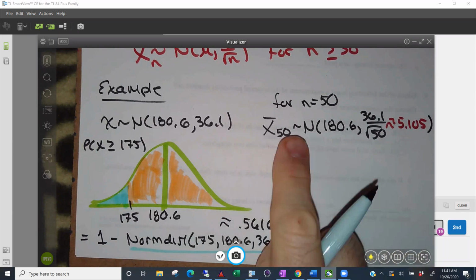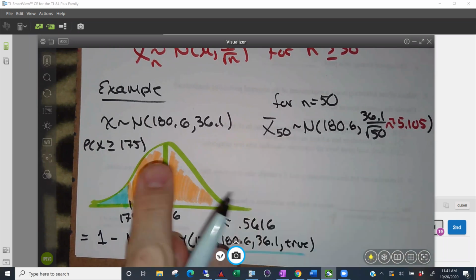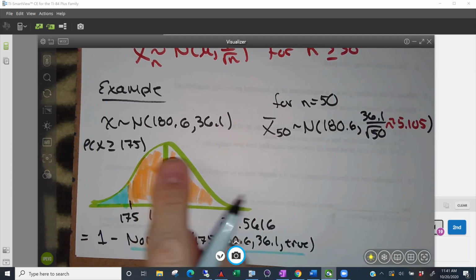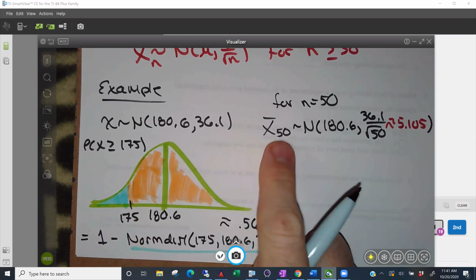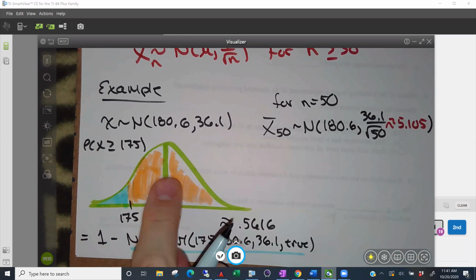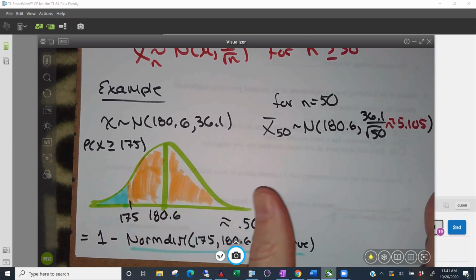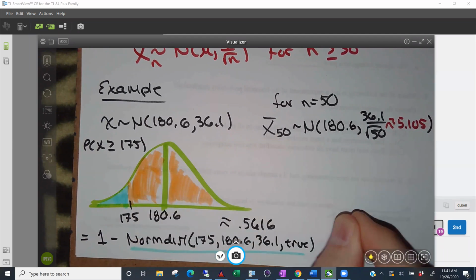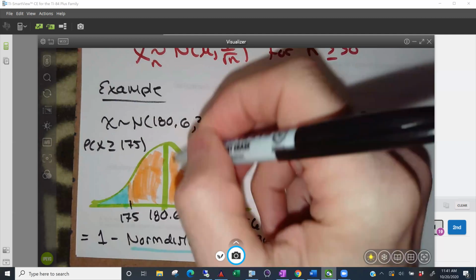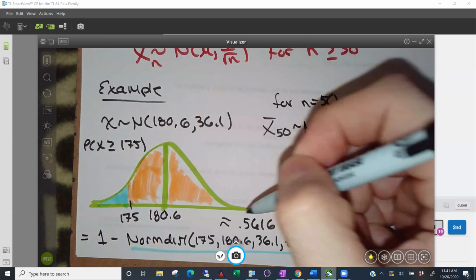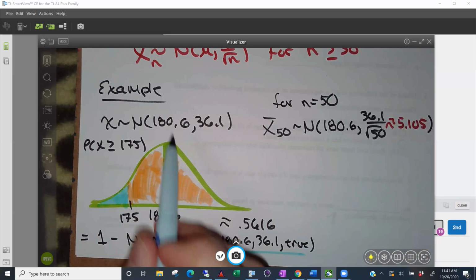So by taking a sample from this distribution, I've changed the distribution of the sample mean. I'm no longer working with this distribution. I've got a distribution that's narrower. So if I was to draw this, it'd be a really tight line up and down around 180.6.